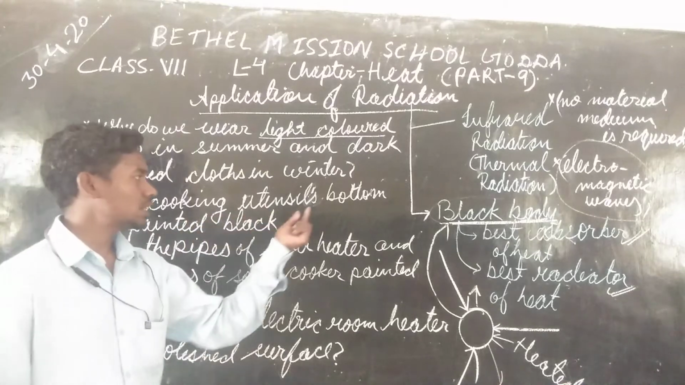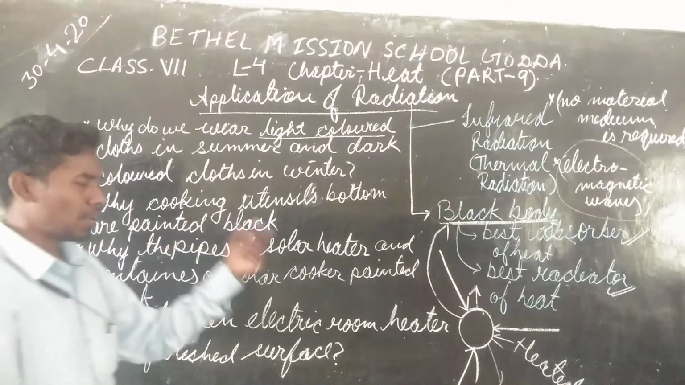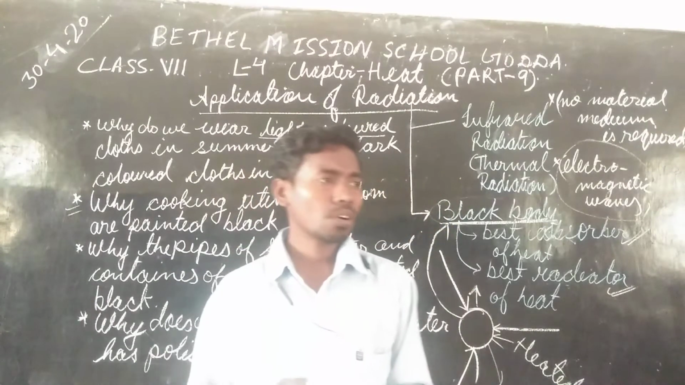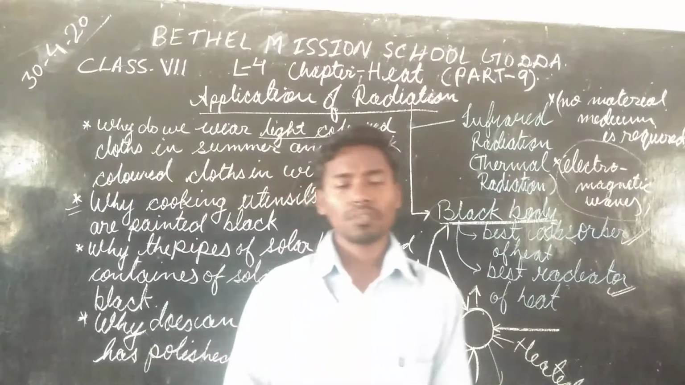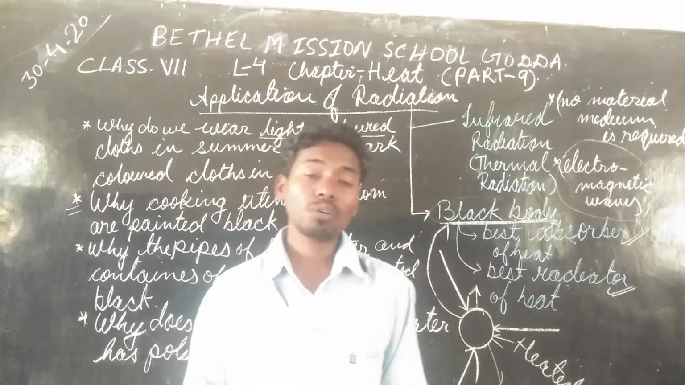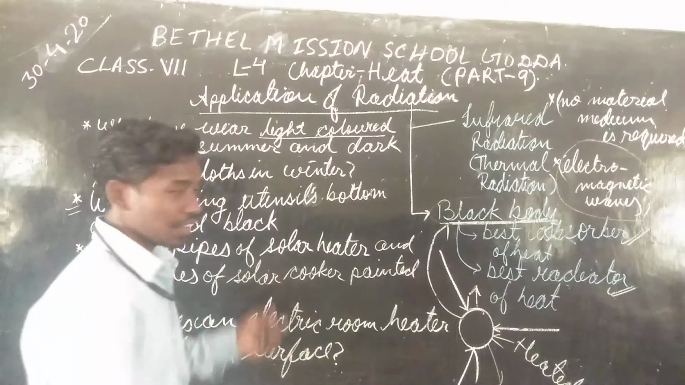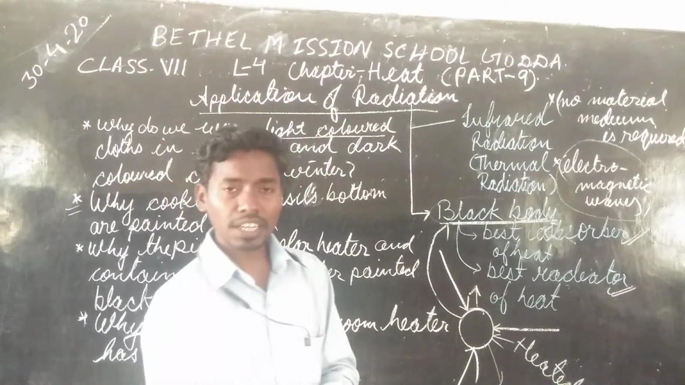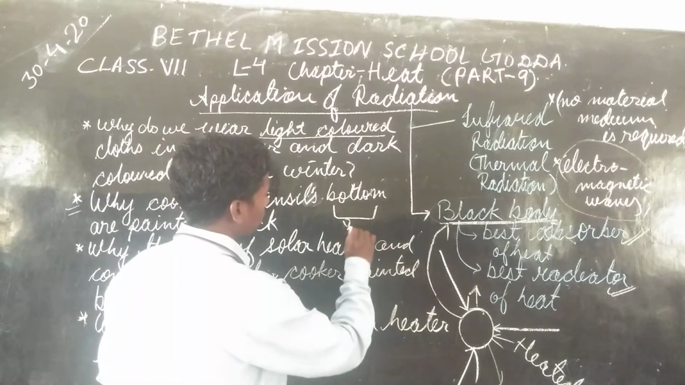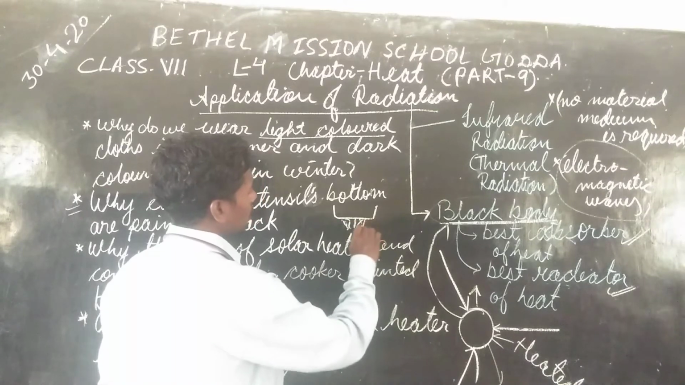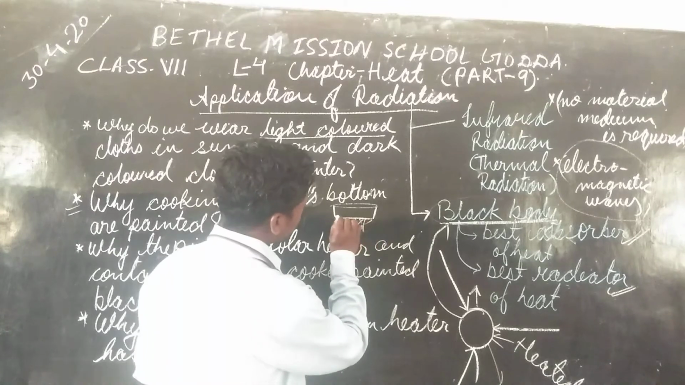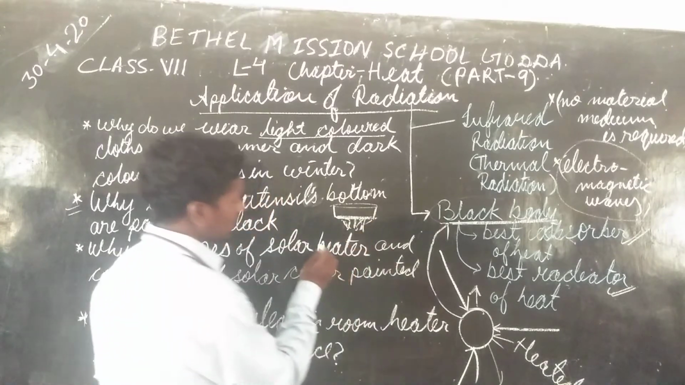Now we go to the second question. Why are cooking utensils' bottoms painted black? See, with cooking utensils we want to cook food by heating it from the bottom. Fire is there at the bottom. This is the utensil, and here we have fire. So this portion is painted black. Why? Because fire is there.